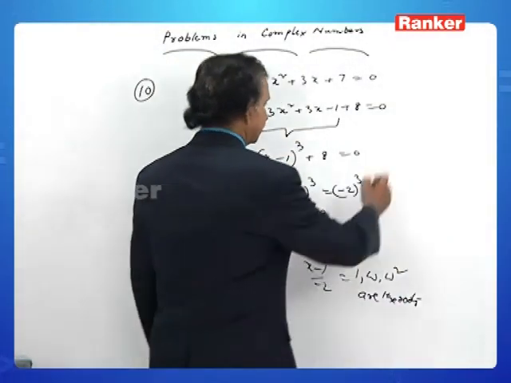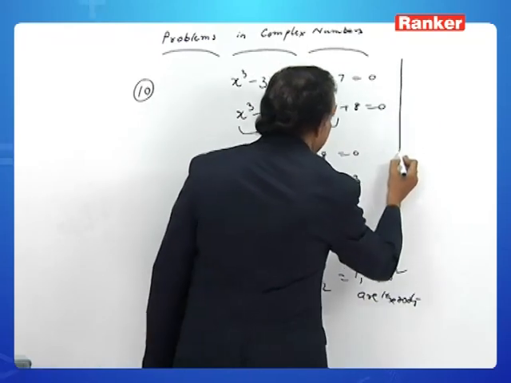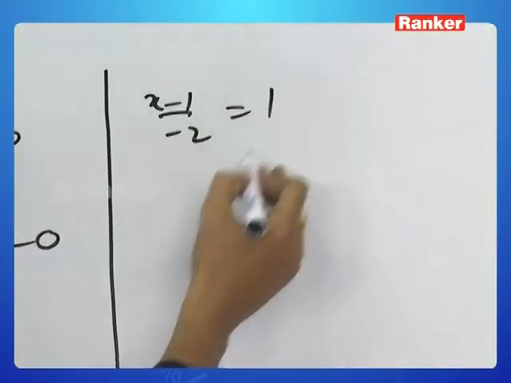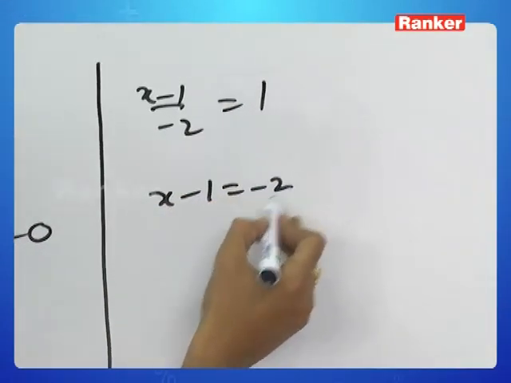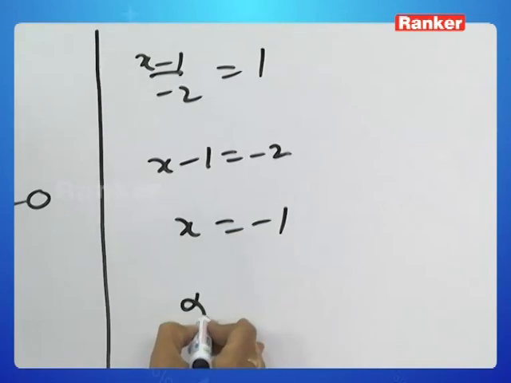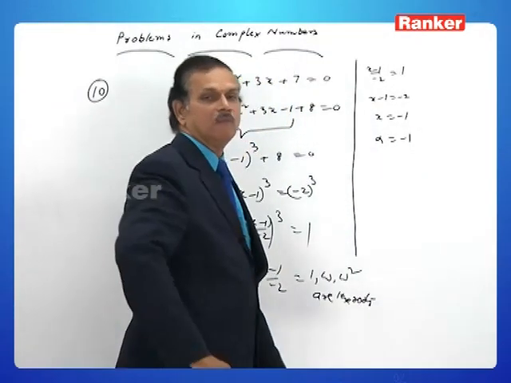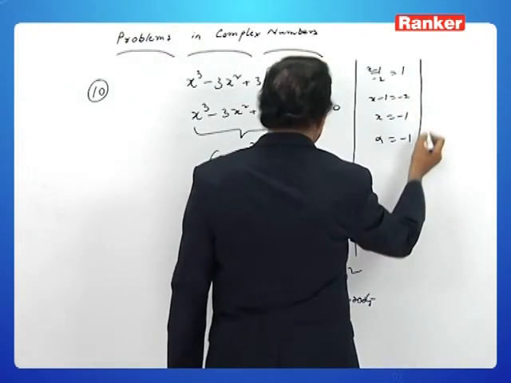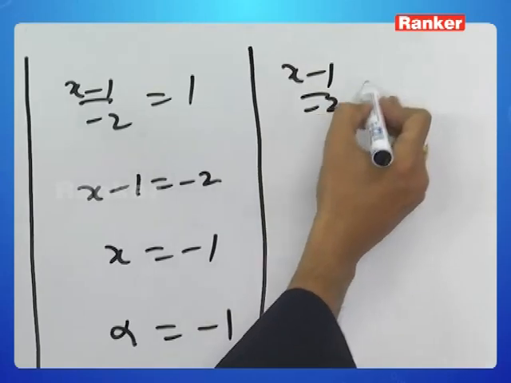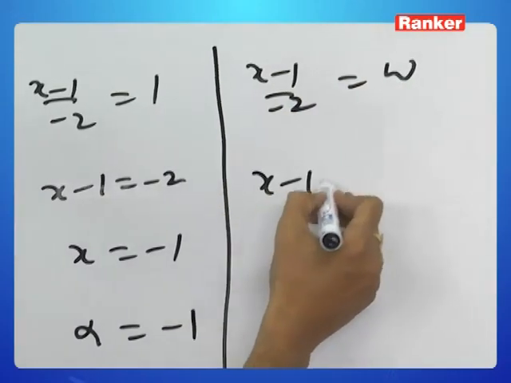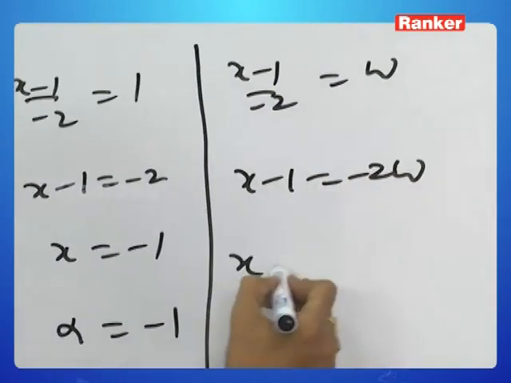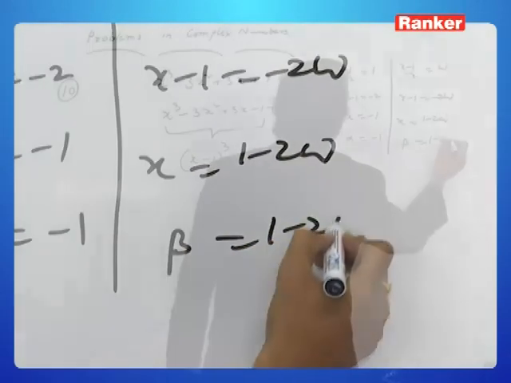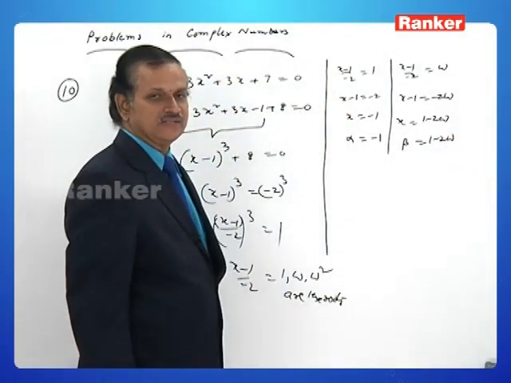Now, let us see. If x minus 1 by minus 2 is equal to 1, then x minus 1 is equal to minus 2, x is equal to minus 1. I name it alpha. Next, if x minus 1 by minus 2 is equal to omega, x minus 1 is equal to minus 2 omega, x is equal to 1 minus 2 omega. Let me write this as beta.